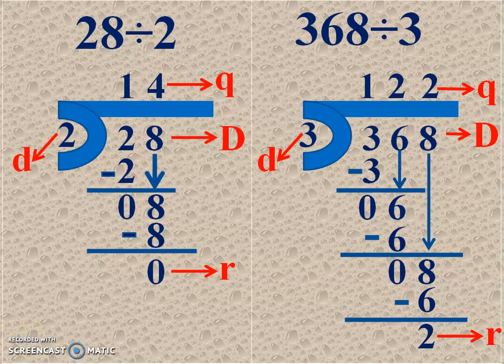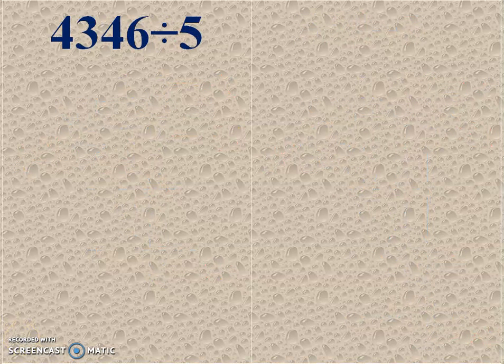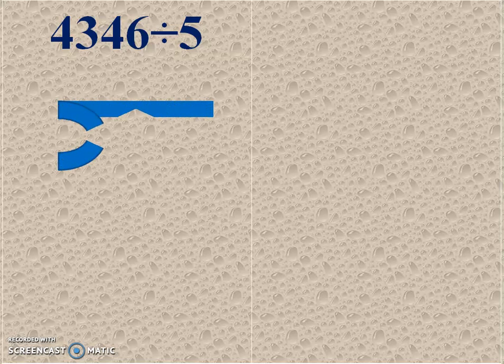Students, now I hope you know what is divisor, what is dividend, what is quotient, and what is remainder. Now let's move on with some more examples. 4346 divided by 5. Once again, we first change its format, then we put dividend and divisor in their places. Here we can see that 5 is greater than 4, which is not divided. Even though it is not divided, we must divide each and every digit. Please do not forget that.